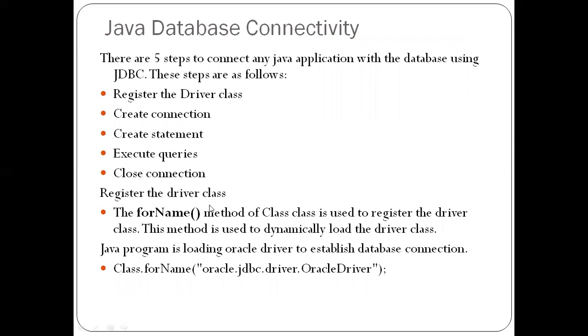Now, how do you register the driver class? You can register the driver class using the forName method of the Class class. This method is used to dynamically load the driver class. And Java program is loading Oracle driver. For example, if you use an Oracle driver to establish a database connection, then this is the syntax for registering the driver class. That is Class.forName method is used here. Class.forName of oracle.jdbc.driver.OracleDriver. This is the driver which is used here, Oracle driver.